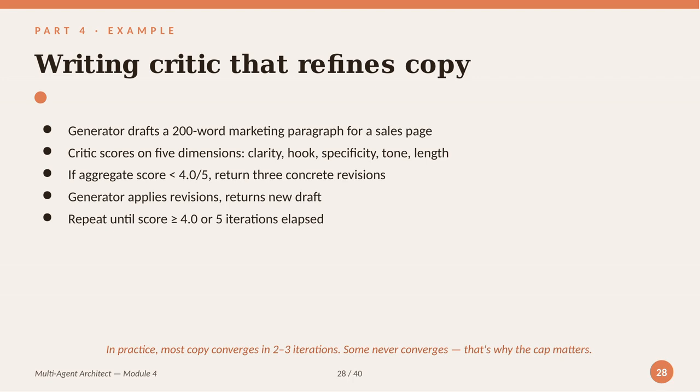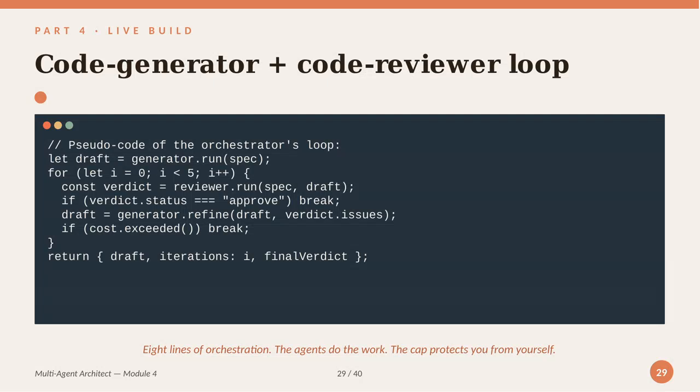In practice, most copy converges in 2 or 3 iterations. The first draft is rough. The generator hits clarity and length, but misses on hook. Round 2 fixes the hook, but introduces a tone issue.